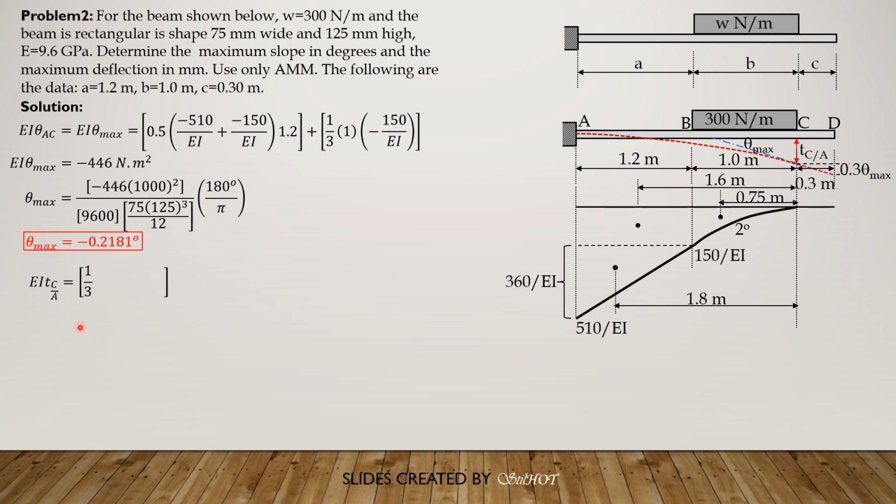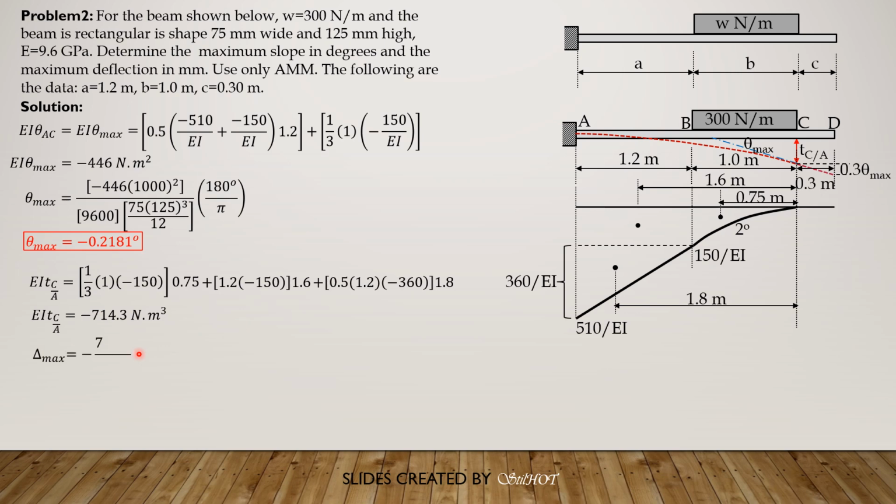So EI deviation of C relative to A is, beginning with the spandrel, negative 1/3 of 1 times 150, negative 150, then moment arm 0.75. For the rectangle, it is 1.2 times negative 150, then times 1.6. Then for the triangle, it is 0.5 of 1.2 times negative 360, then times 1.8. So computing for that deviation, it is equal to negative 714.3 Newton meter cube.